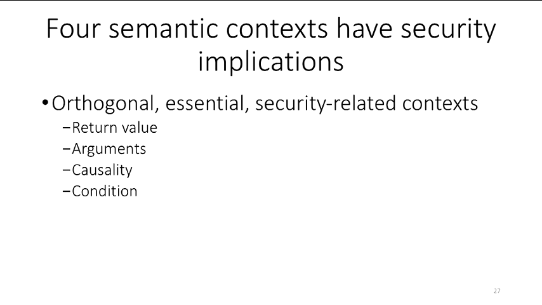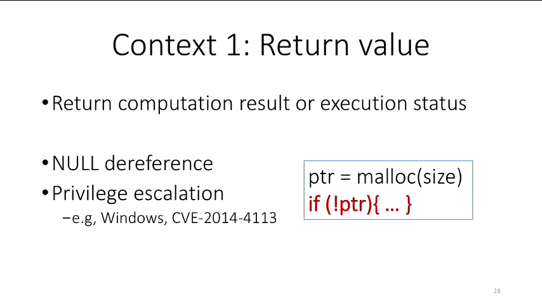There are orthogonal, essential, and security-related contexts, which are the return value, the arguments, causality, and condition. The first context is return value. Return value is for returning a computation result or execution status. For example, if we call malloc but miss checking the return value of malloc, then a null dereference can happen. And in some cases, privilege escalation can happen, like in Windows.